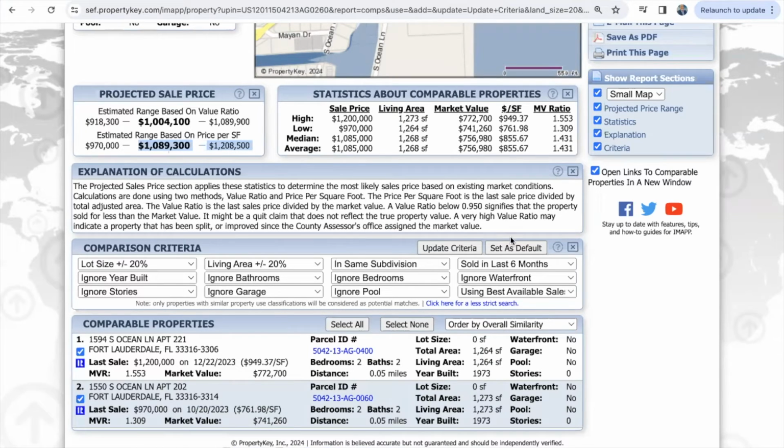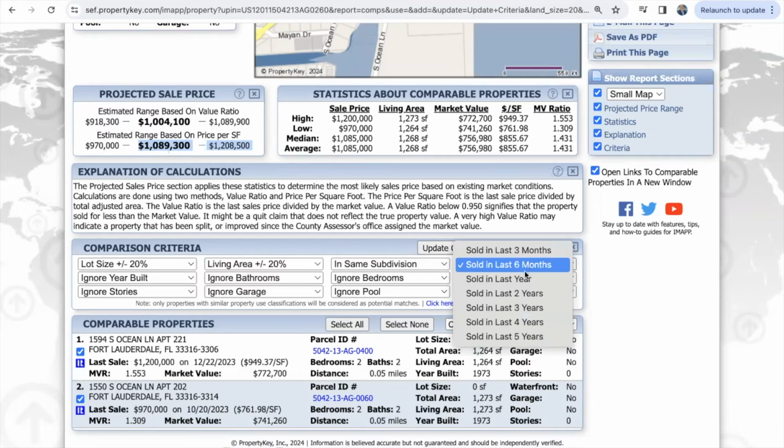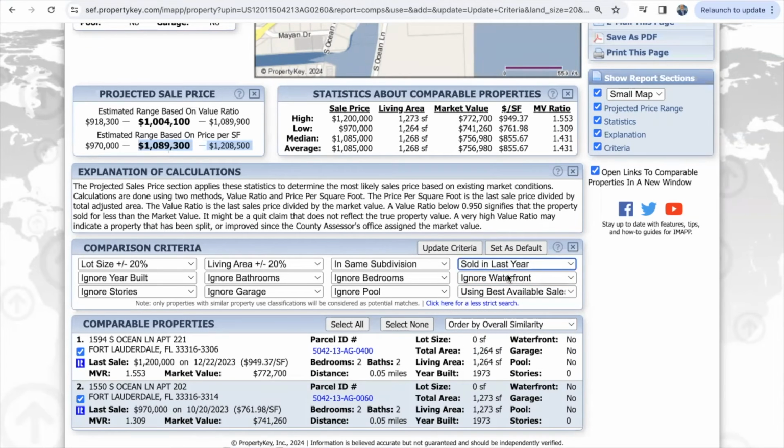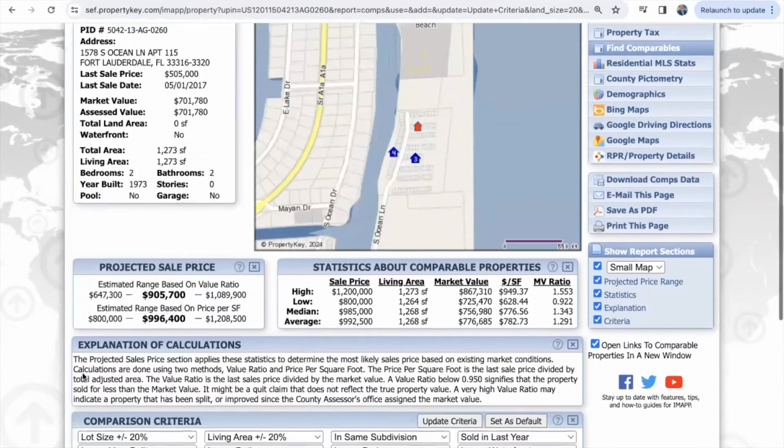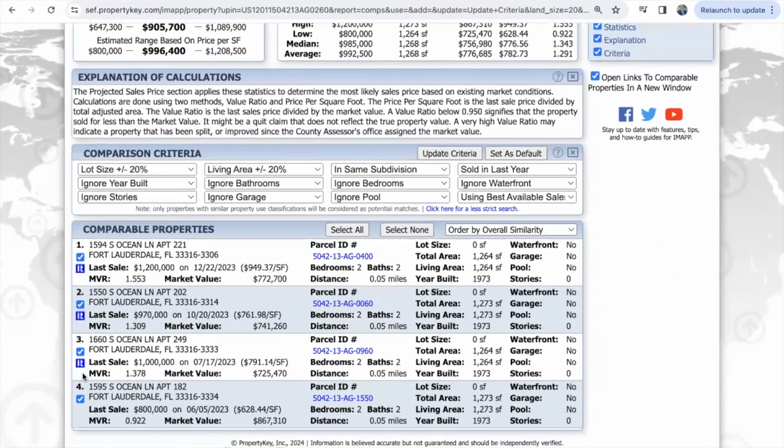If you are looking for more comps, it is okay to go out 1 year. You know, if 2 comps are not going to be sufficient, then it's okay to go out 1 year. So look, I picked up 2 more comps. We still have 949 a square foot. We still have, and we now have 761 a square foot. We have 791 and 628 a square foot.